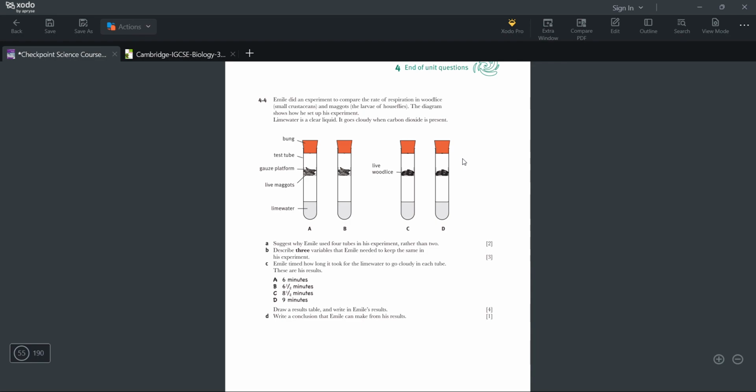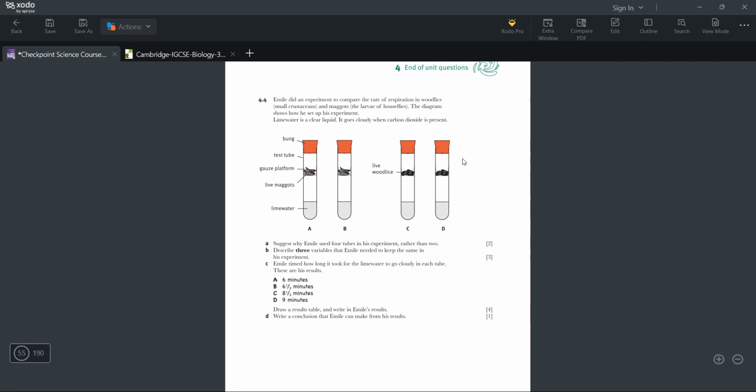Let's have a look at this setup. So we've got the bung, which is just there to stopper the top of the test tube. The gauze platform keeps the live maggots out of the lime water, and then you've got the same setup looking at the wood lice, and you've got 2 of each setup just in case. So why does Emil use 4 tubes in his experiment rather than 2?